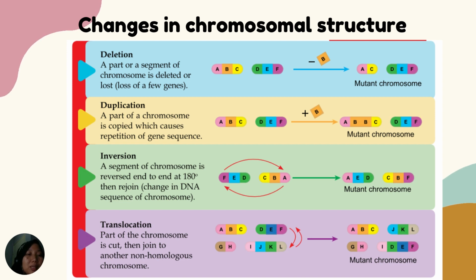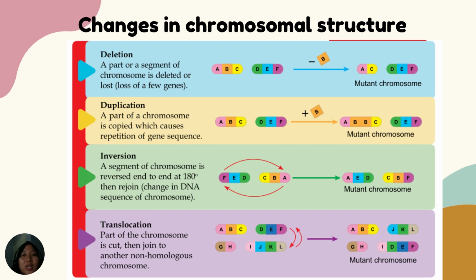And then inversion. Inversion means the segment of the chromosome is reversed end to end at 180 degrees and rejoined, changing the sequence. As you can see here, this is the normal one, F, E, D, C, B, A, and then there's a change end to end, where the F goes to A and the A goes to F, so it will result in a mutant chromosome. And then the last one for chromosomal structure mutation is translocation.